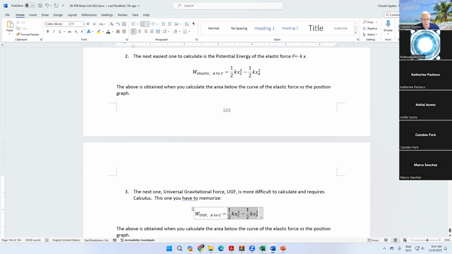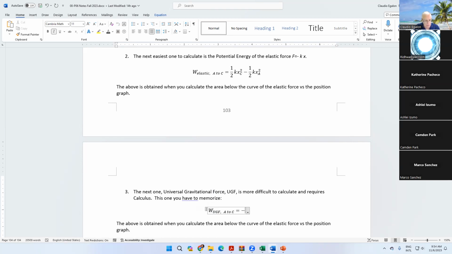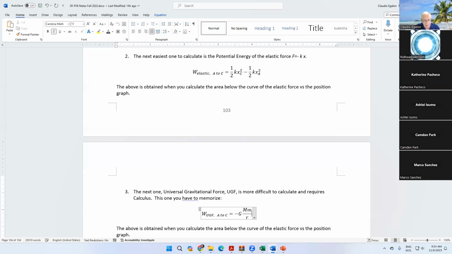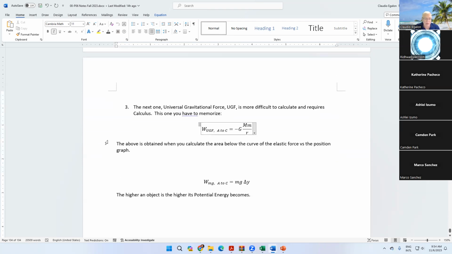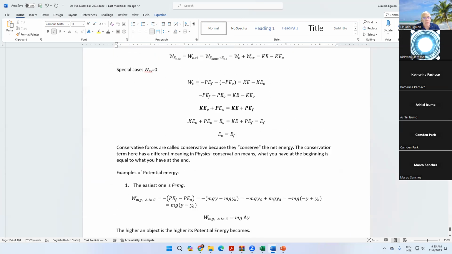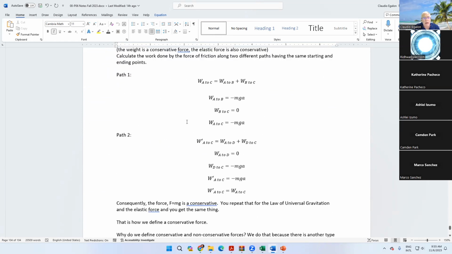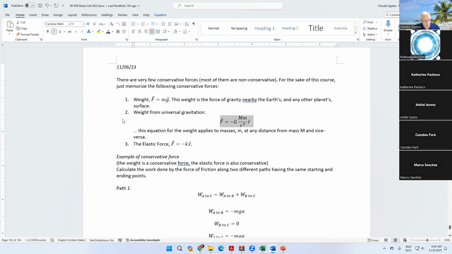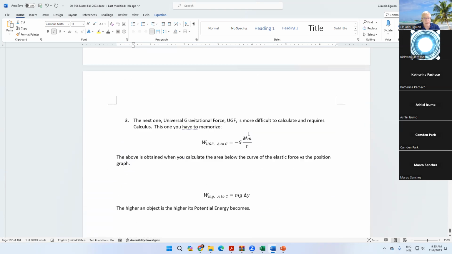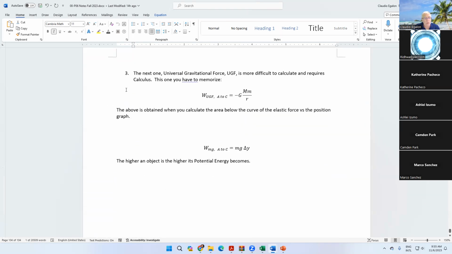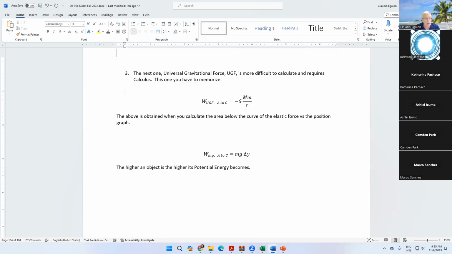It is going to be minus big G, big M, small m divided by R. I'm not going to go through the derivation of that because it requires calculus. So just memorize that and remember that the force due to gravitational attraction is given by those two equations.